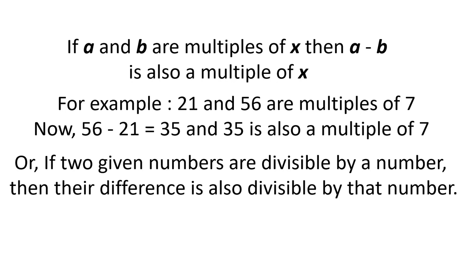If a and b are multiples of x, then a minus b is also a multiple of x. For example, 21 and 56 are multiples of 7. 7 3s are 21 and 7 8s are 56. Now 56 minus 21 is equal to 35, and 35 is also a multiple of 7 because 7 5s are 35. On rephrasing this statement, we can say if two given numbers are divisible by a number, then their difference is also divisible by that number.